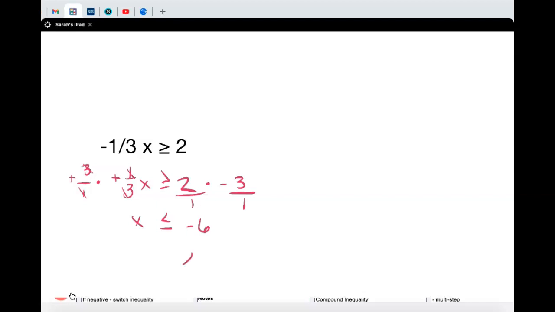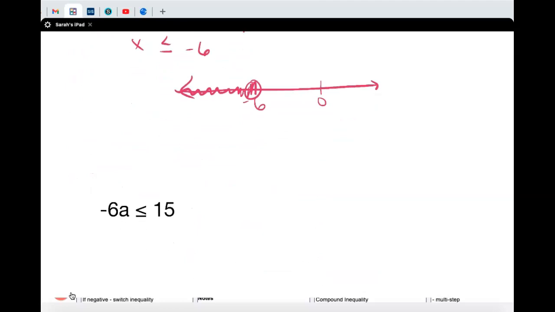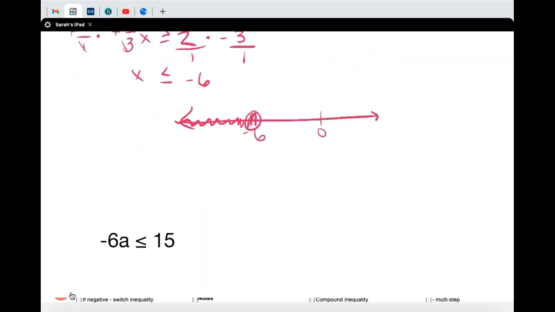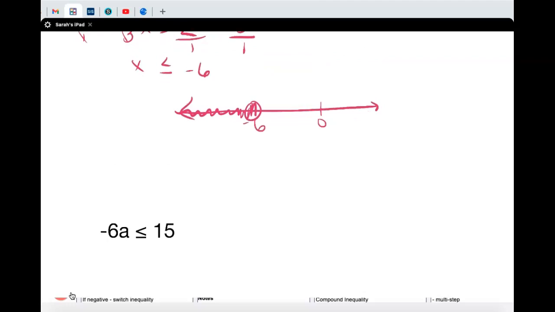Okay, so then graphing, you have 0, and you have -6. Circle or dot, left or right? Works for me. Okay.